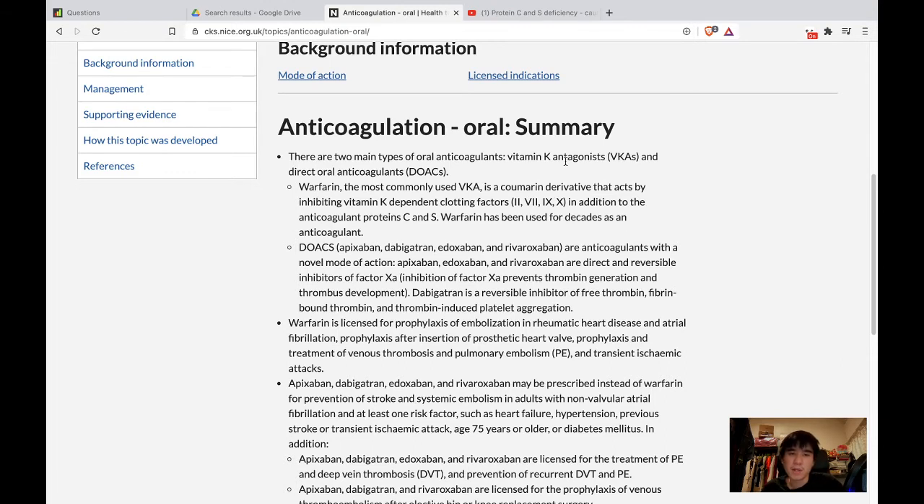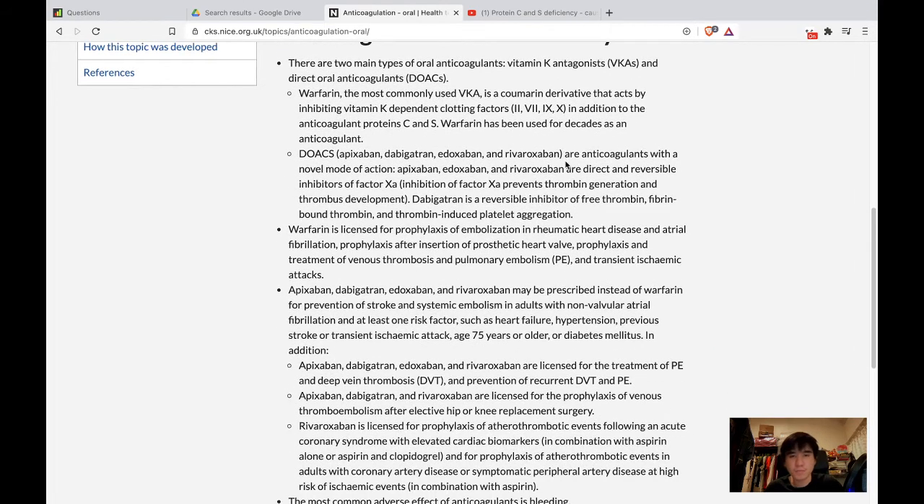DOACs, apixaban, dabigatran, edoxaban and rivaroxaban, are anticoagulants with a novel mode of action. Apixaban, edoxaban and rivaroxaban are direct and reversible inhibitors of factor 10A. Inhibition of factor 10A prevents thrombin generation and thrombus development. Dabigatran is a reversible inhibitor of free thrombin, fibrin-bound thrombin, and thrombin-induced platelet aggregation.